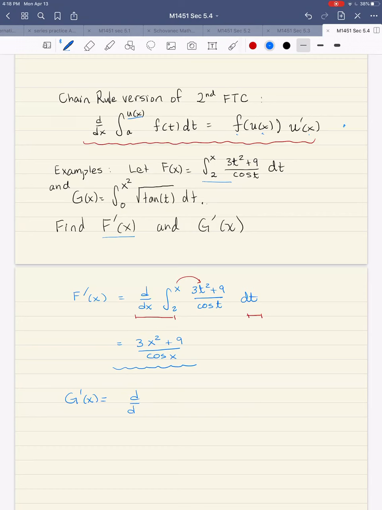Similarly, g prime of x is the derivative with respect to x of the integral from 0 to x squared of the square root of the tangent of t. So again, this operation and that operation cancel each other out. Those are gone, and we get the integrand as a function of the upper limit. So we're going to get the square root of the tangent of x squared. Now comes the chain rule. X squared is a function of x, we put its derivative right there. So that's the value of the integrand as a function of the upper limit times the derivative of the upper limit.